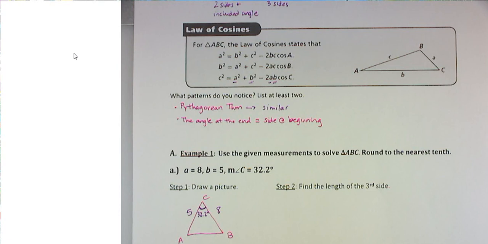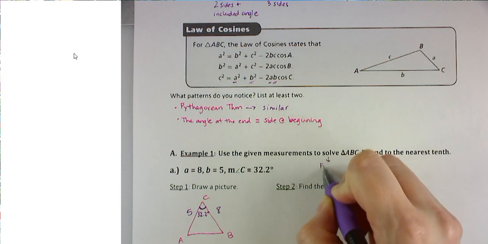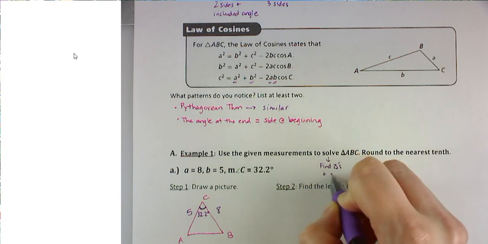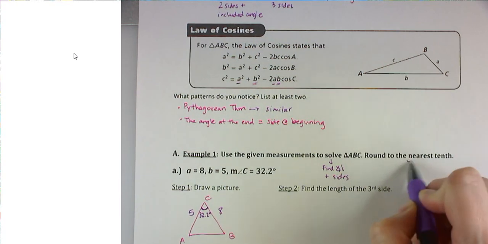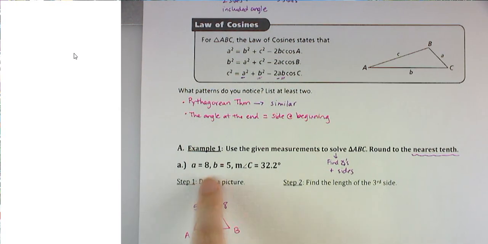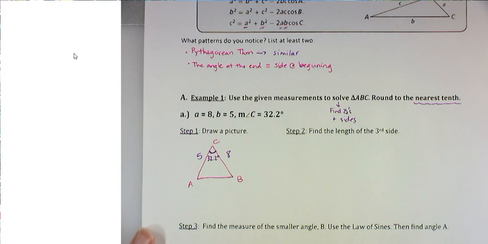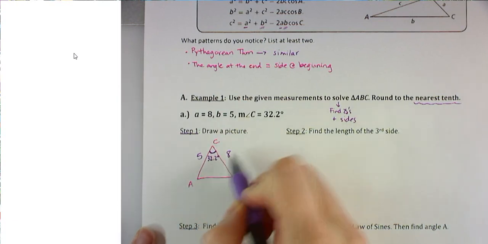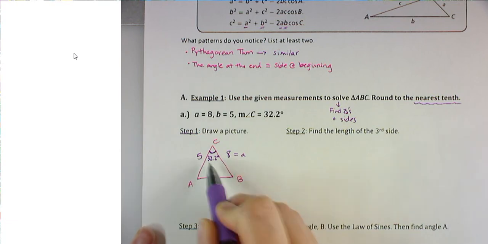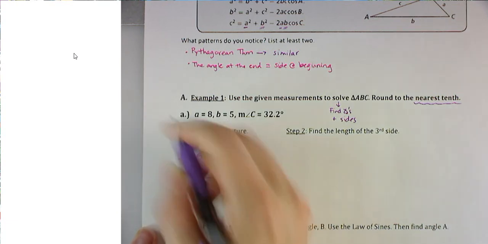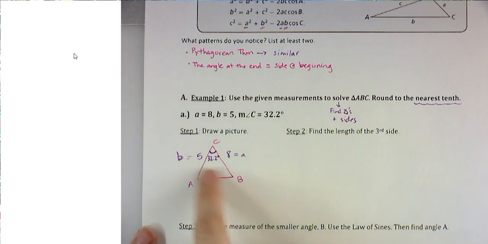We are going to use the given measures to solve the triangle, which again means you're going to find all the angles and the sides, and then we're going to round to the nearest tenth. So the first thing we want to do is draw a picture. I'm going to just draw ABC as we have been in the last section. Honestly, that part doesn't matter as long as the lowercase a is across from the uppercase A. Lowercase b is across from angle B. And then the measure of angle C, and then this would be lowercase c here.